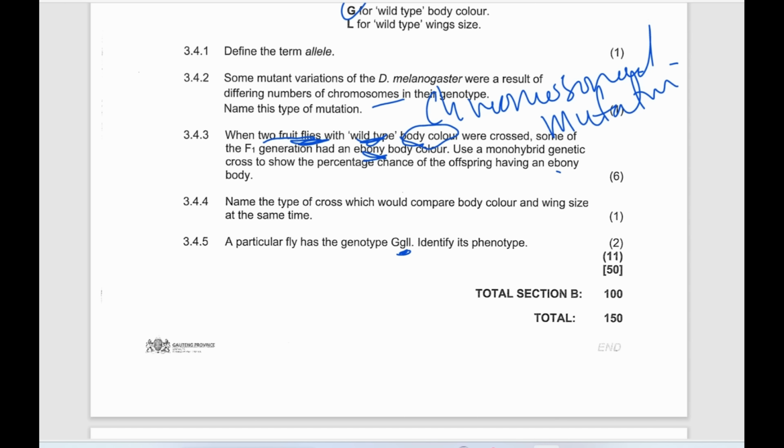Then the last question, they're saying name the type of cross which would compare the body color with the size at the same time. This is a dihybrid cross. And then lastly, they're saying identify the phenotype. If capital G is the wild type, that is basically gray.